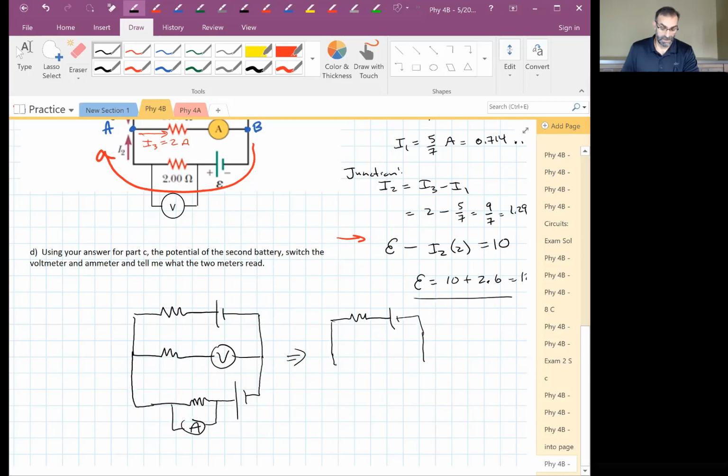Have you redrawn the circuit? What's it look like? Is any current going through this middle branch? Nope. This is an infinite resistance here. We can just remove that. There's nothing there.